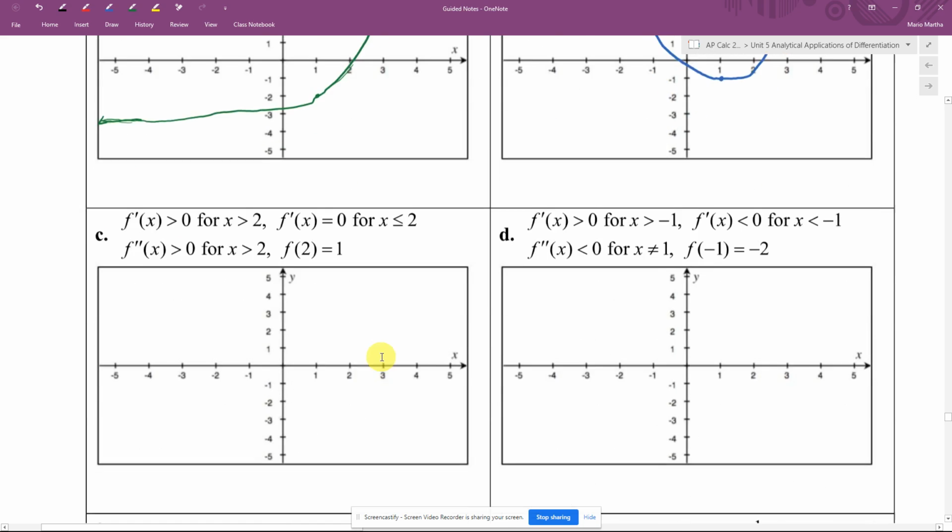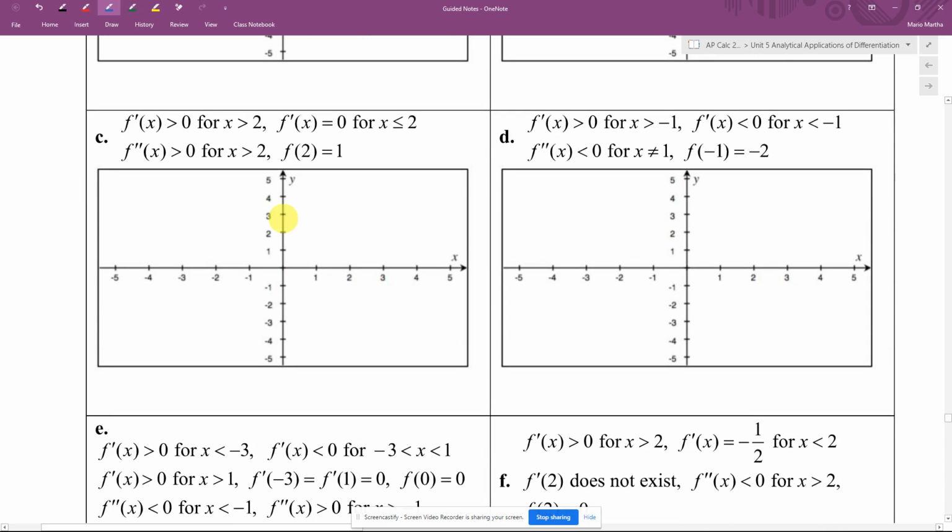And now looking at C, we have f prime of x is greater than 0 for x greater than 2. And then f prime of x is equal to 0 for x less than or equal to 2, meaning we have a flat slope here until we reach that value 2. And then f double prime is positive for x greater than 2. And they're also giving us a point, f of 2 equals 1, which would be right there.